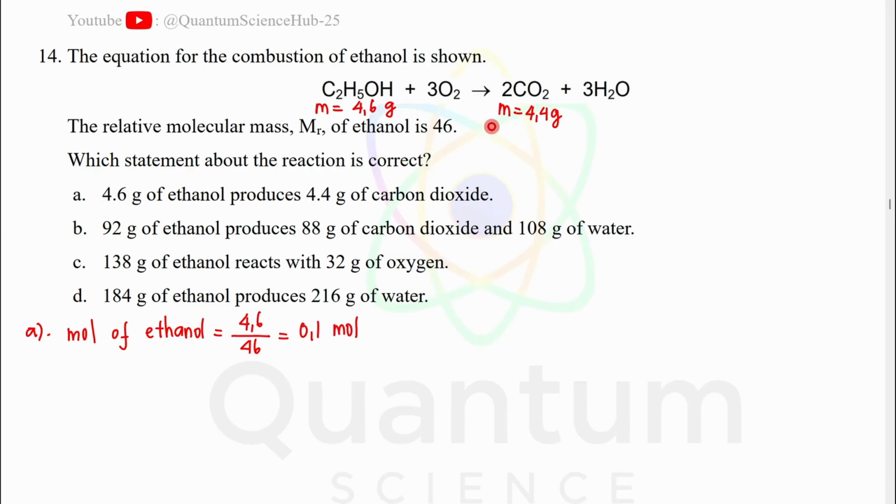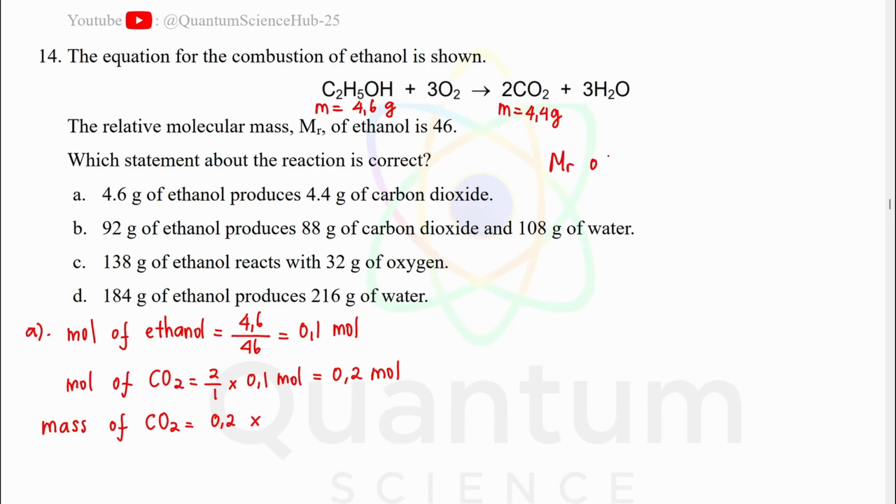Okay, next we use the concept of jumping mole. So carbon dioxide in here is 2 molecules. Mole of CO2 equals 2 over 1 times the reference, which is 0.1 mole. So it equals 0.2 mole. Next, we find the mass of CO2. The mass equals mole times Mr, and we have to find the Mr first. Mr of CO2 equals carbon 12 plus 2 times oxygen 16, so 12 plus 32 equals 44. So the Mr of CO2 here is 44.